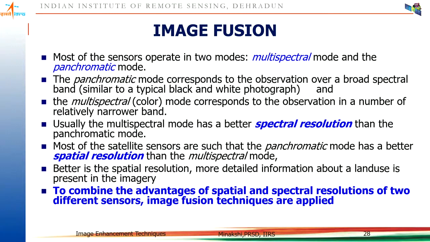The third category of multi-band transformation is fusion. Now fusion I have tried to include here because it's a very common thing that we know that most of the satellites which are being launched nowadays operate in two modes, multispectral and panchromatic mode. You know, panchromatic mode is a black and white image which has high spatial resolution. Multispectral mode has color information associated with it. It's multispectral data. It has better spectral resolution, we say, but its spatial resolution is low.